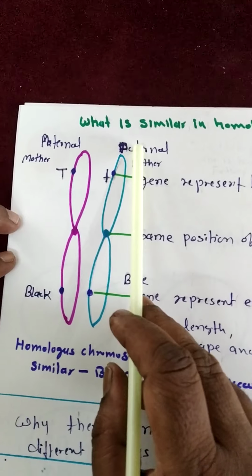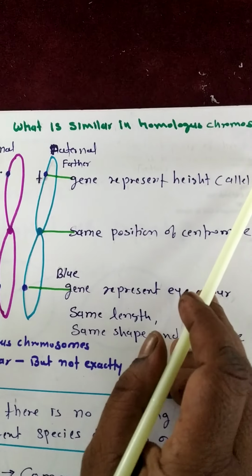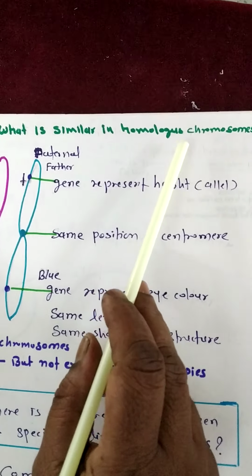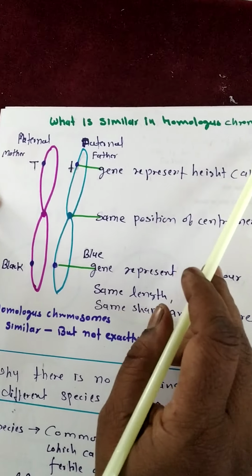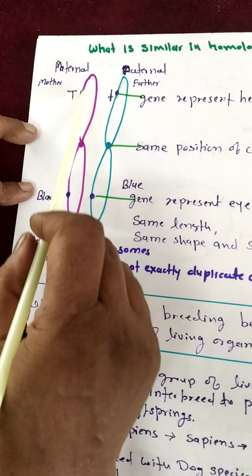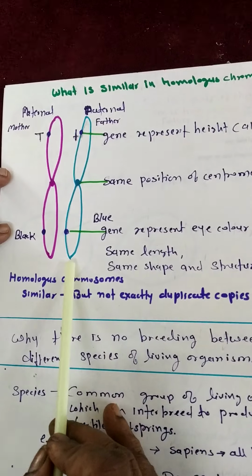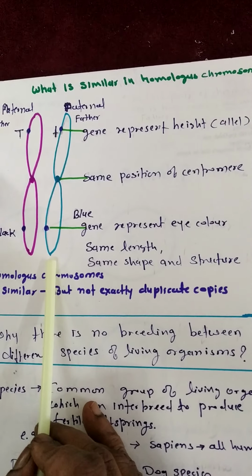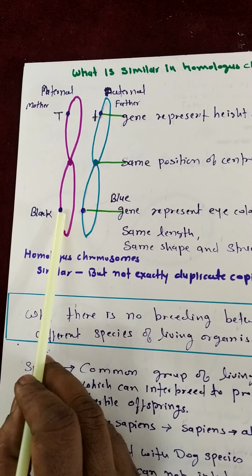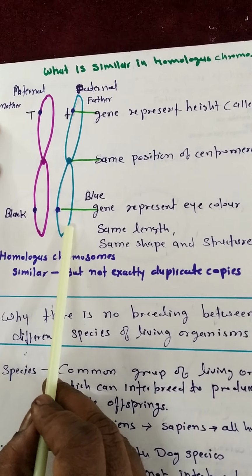So now we will understand what a homologous chromosome is. Homologous means similar chromosomes, a pair of similar chromosomes. See here, there are two chromosomes. One is called the maternal chromosome and the other is called the paternal chromosome. It means this chromosome comes from the mother and this chromosome comes from the father.